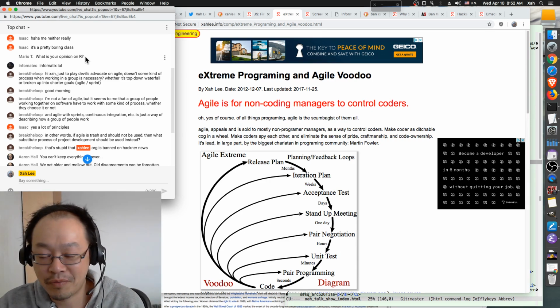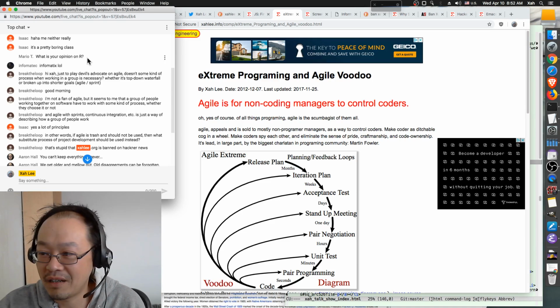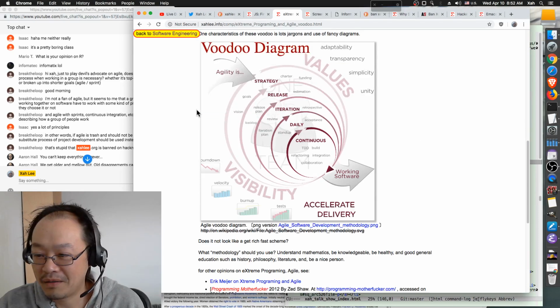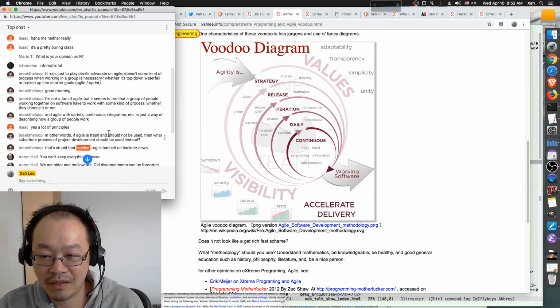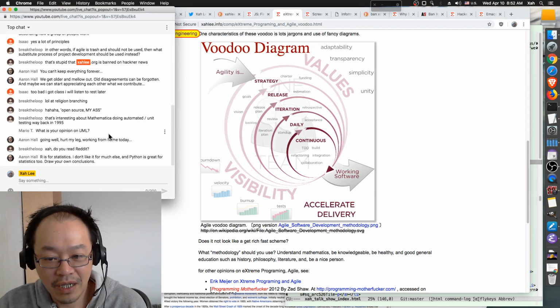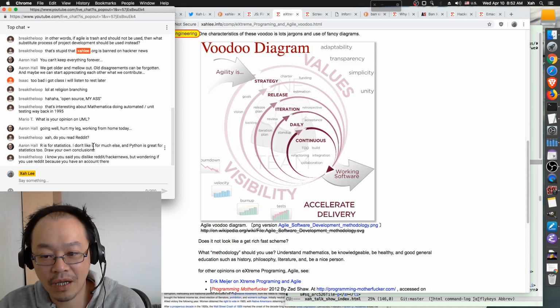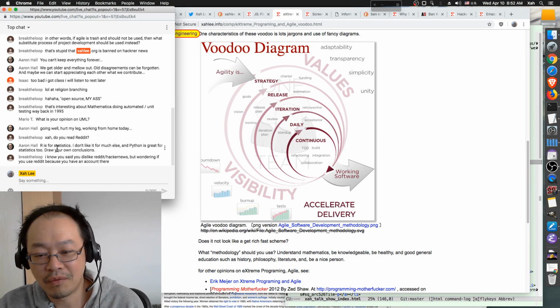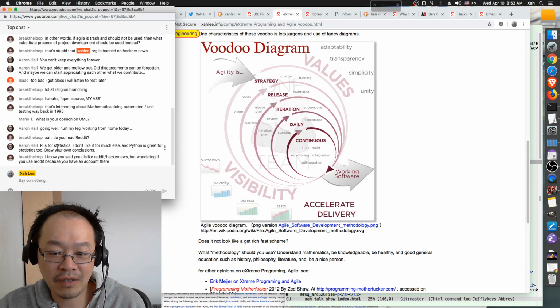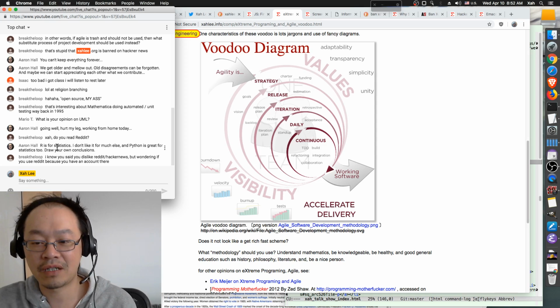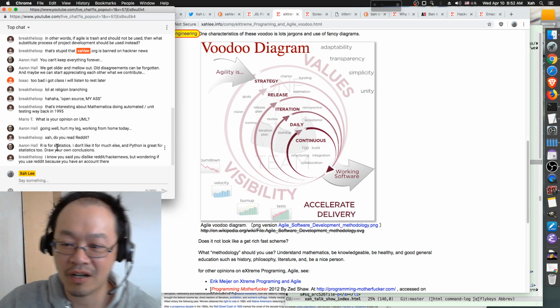Yeah, from what I heard, but I never. I can't say I've even seen one line of it. I just read that R is for statistics. Yeah, I don't like it for much else. And Python is great for statistics too. True. Well, as far as I know, R is really good for statistics. So Python has caught up, I guess.